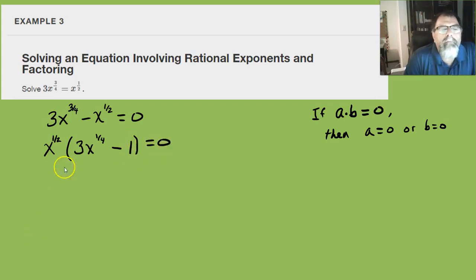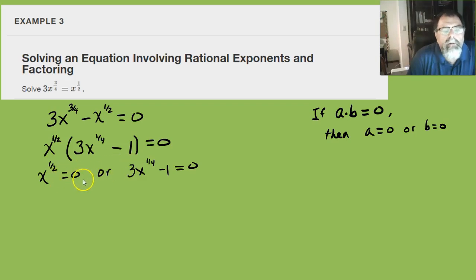Okay, so now we have it factored equal to 0. So we're going to use the zero product property, and we're going to set each factor equal to 0. So x to the 1/2 equals 0, or 3x to the 1/4 minus 1 equals 0. So we have two cases. For the first factor being equal to 0, you're just going to square both sides. And then you get x equals 0.